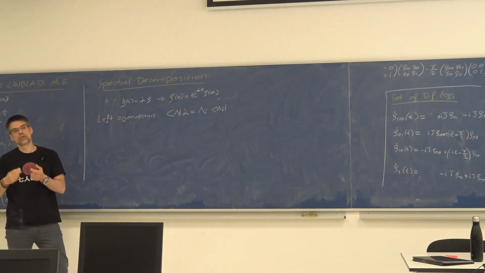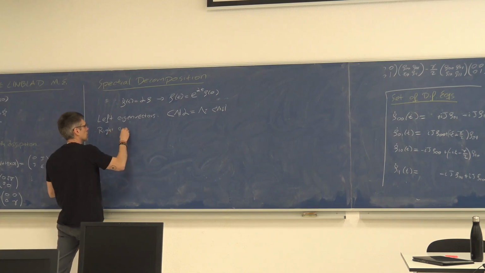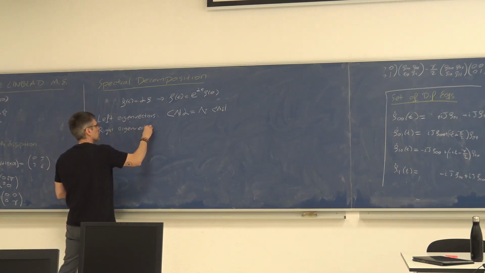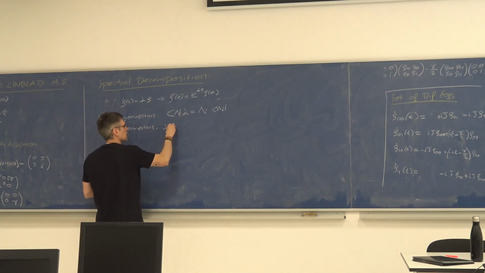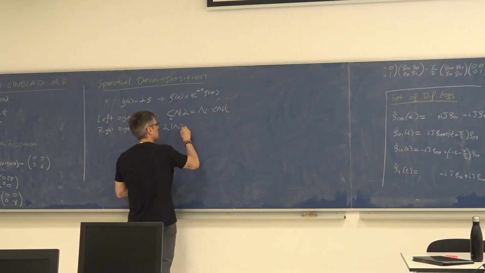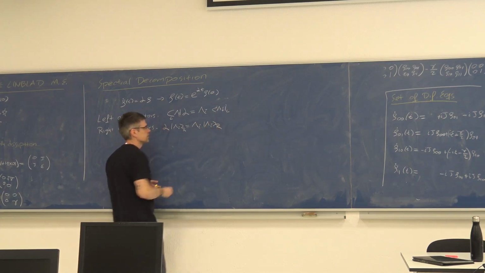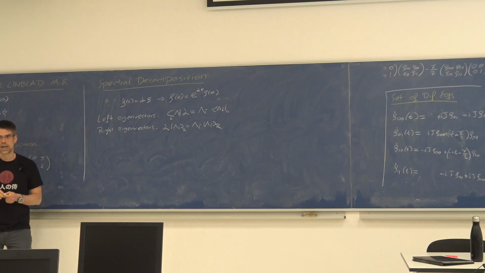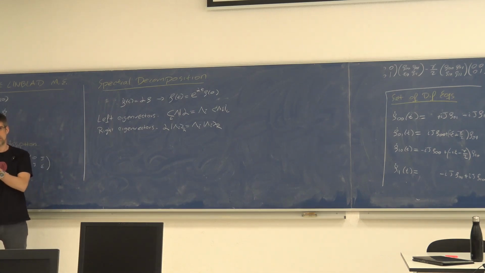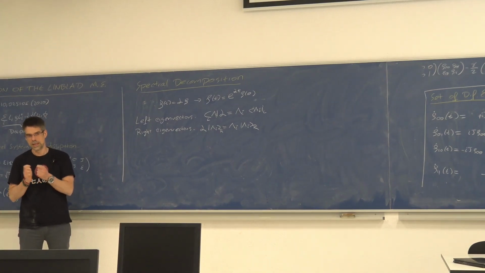Okay, but you also have right eigenvectors, such that L applied to the i-th right eigenvector gives lambda_i times it. And the promise is that this set, the full set of left and right, they form what is called a bi-orthogonal basis of your Hilbert space. Okay. So it's a little more complicated.